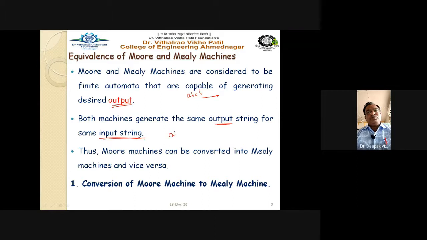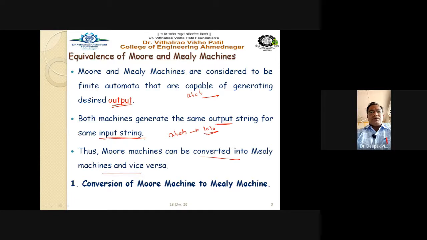Suppose I enter AB. Whatever the output may be, say for example 1010, the same output is displayed by both machines, whether Moore or Mealy. Means you are not getting a different output for the same input string. Using these two different machines, you get the same output. Thus, Moore machines and Mealy machines are equivalent; their power is equivalent. The only difference is how they are drawn, but the final output is the same in both cases, right?